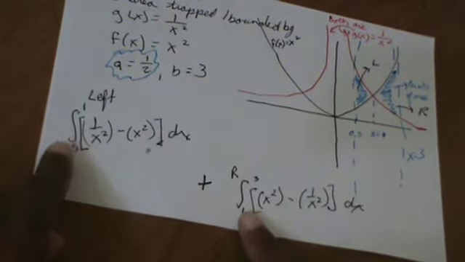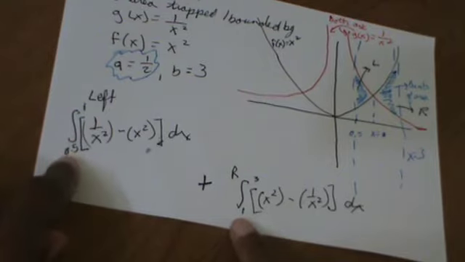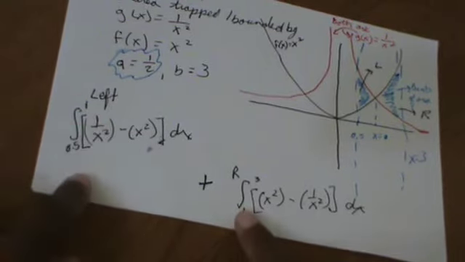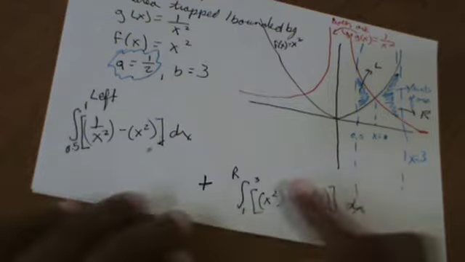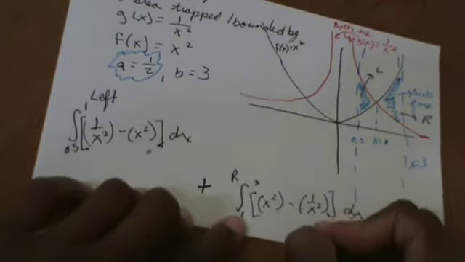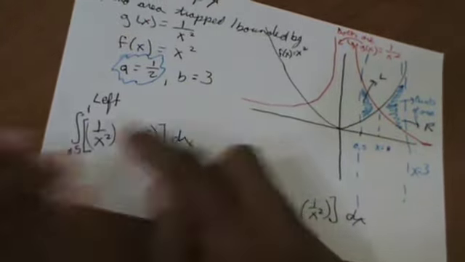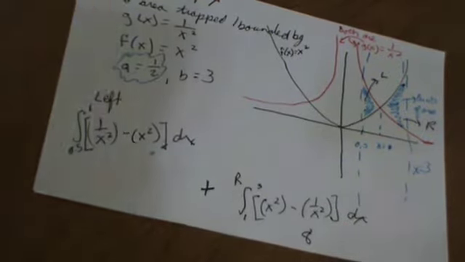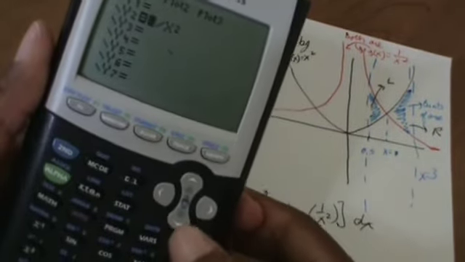Notice we cannot smash them together because their interval is not the same. This one goes from 0.5 to 1. This one goes from 1 to 3. So we already know that this one's 8. And we're going to add to that whatever this one is. All right. So go back into your calculator. Let's clear everything out. I'm going to smash them together. Do it all at once.